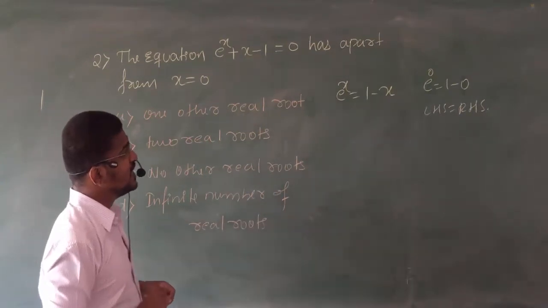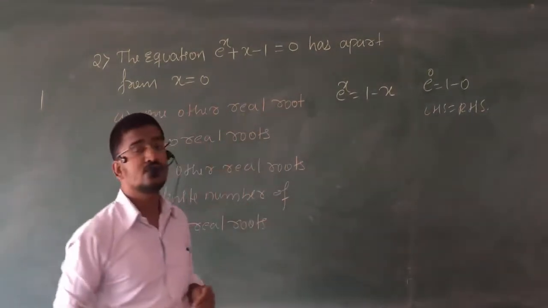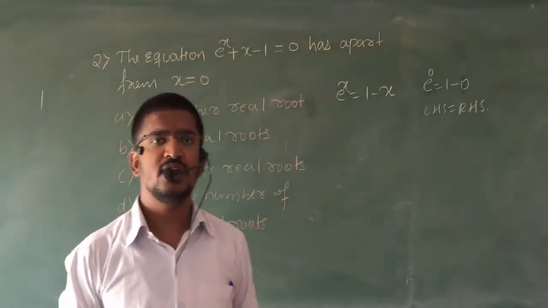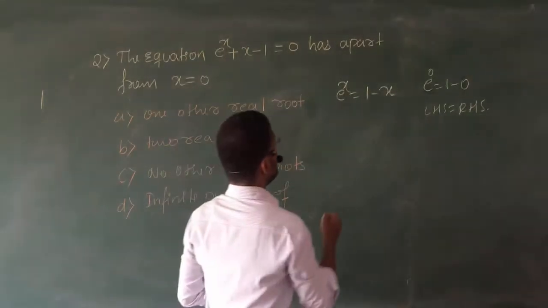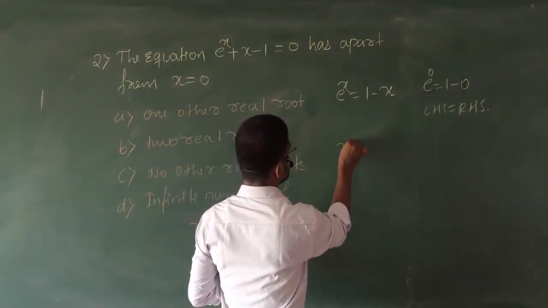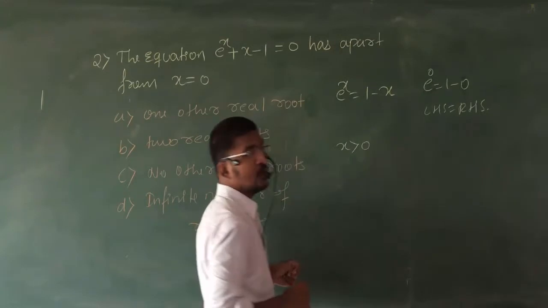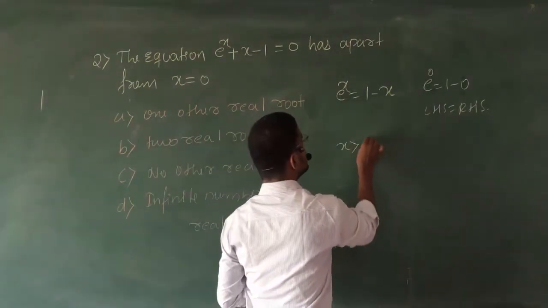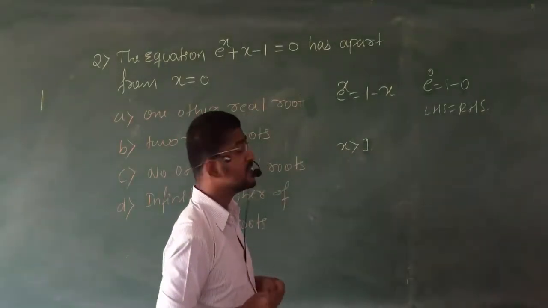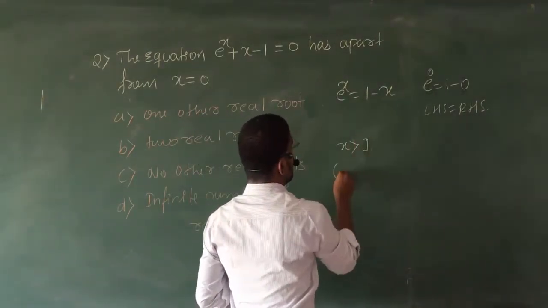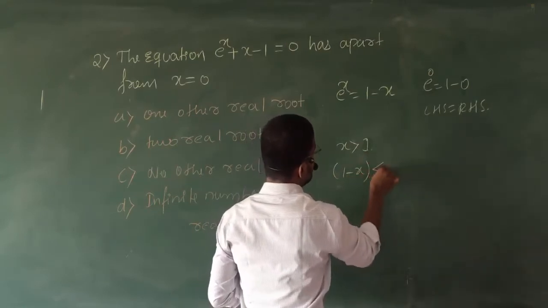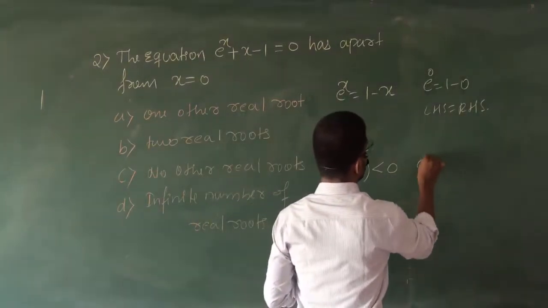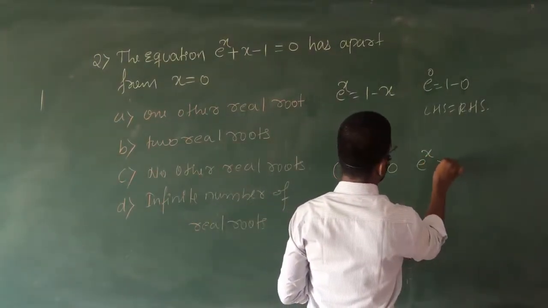Now let us see, apart from x equal to 0, do you have any other solutions? So, my dear students, you see here, if I take x greater than 0, or x greater than 1, then 1 minus x will be lesser than 0, that will be negative. But e to the power of x will be greater than 0.